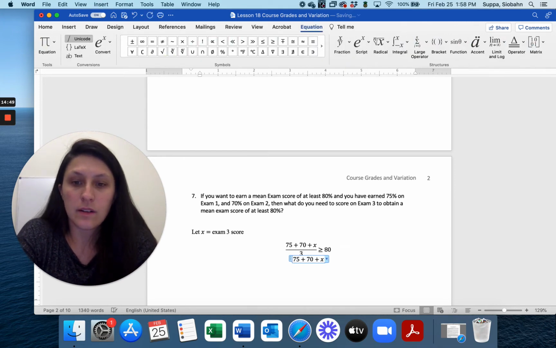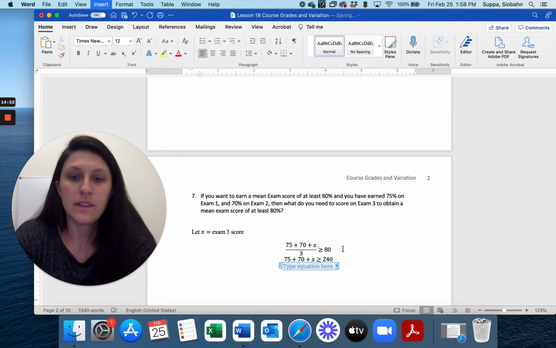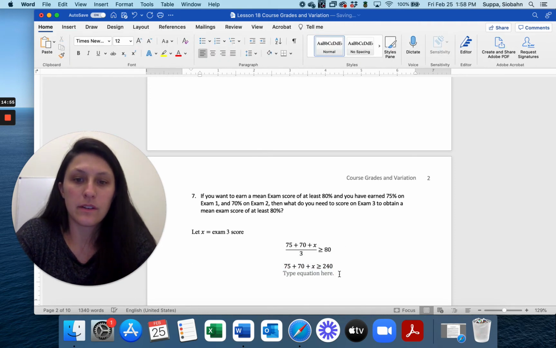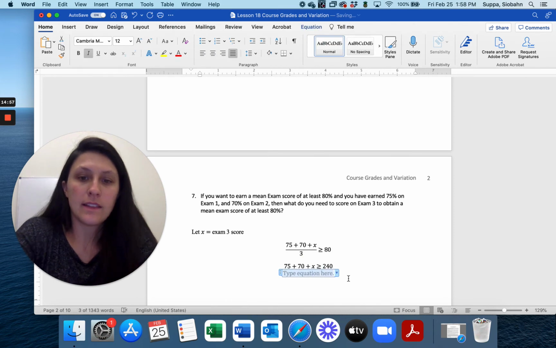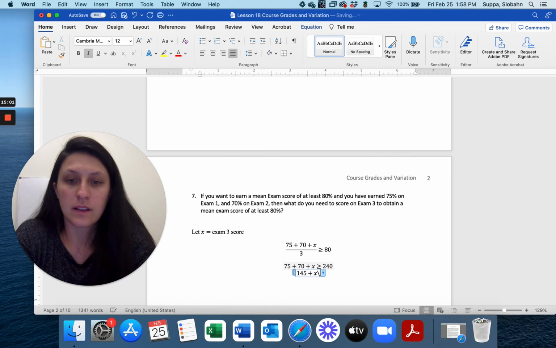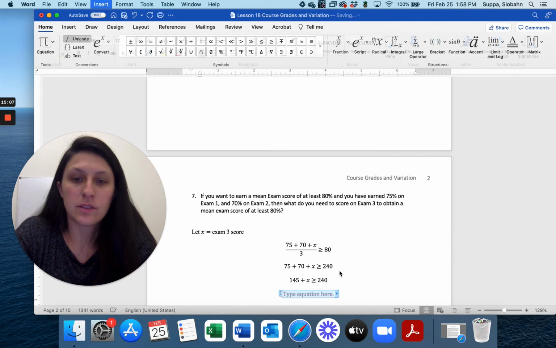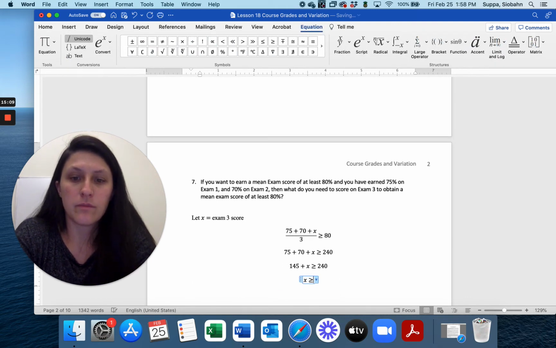So I'm going to just multiply both sides by 3. That gets rid of the 3 in the denominator here. I can add these two like terms here. So 145 plus x is greater than or equal to 240. All right, and then I'm still solving for x, so I can just subtract 145 from both sides.